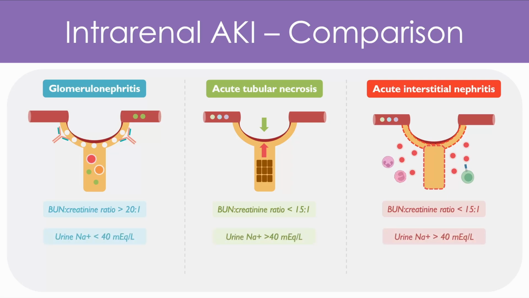Sometimes we can use the unique signs and symptoms of particular conditions to work out the type of diagnosis. So for instance, glomerulonephritis is often associated with hematuria and proteinuria, acute tubular necrosis often involves brown granular cast formation, and acute interstitial nephritis might involve a triad of pyuria, fever, and rash. Again, it's worth mentioning that these are all general statements, and in reality there might be overlap between the conditions.